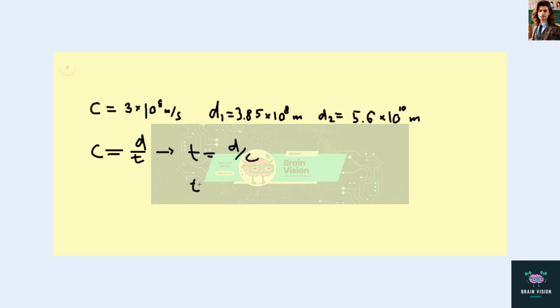And the answers are t1 is equal to 1.28 seconds, and t2 is equal to 187 seconds.